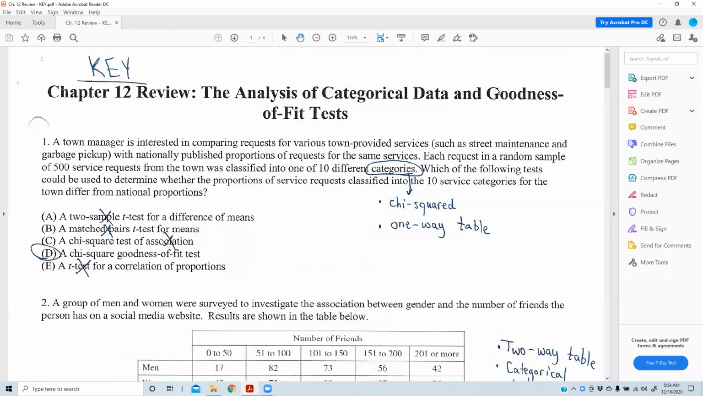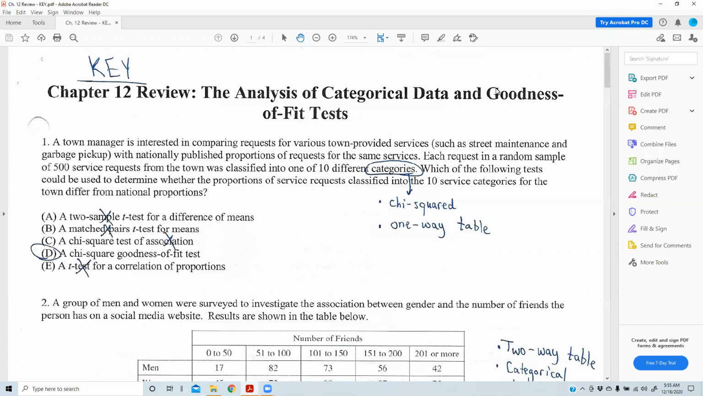Okay, so I want to do a video to go over the Chapter 12 review, but like on the other hypothesis test reviews, I didn't want to have to rewrite all the tests again. So just like those other hypothesis testing chapters, I'm doing a review where we're kind of looking at the key. I'm just going to walk y'all through it.